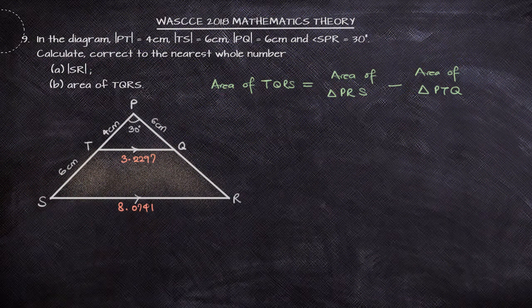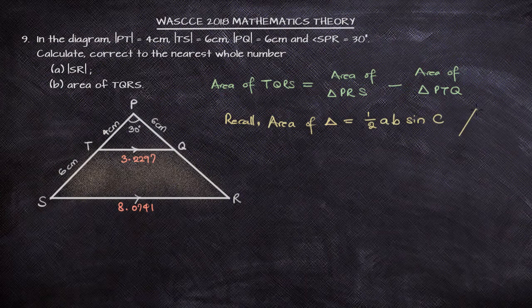So now, to find the area of a triangle in which we know the sides and we also know the included angle, you need to recall that the area of such a triangle will be half AB sine C, in the scenario in which we know the angle C, and A and B are the sides that are flanking the angle C. If you are to bring this in, we'll see that already we know the parameters for the triangle PTQ, but our parameters for the triangle PRS are not yet complete because we don't know the side PR, even though we know PS.